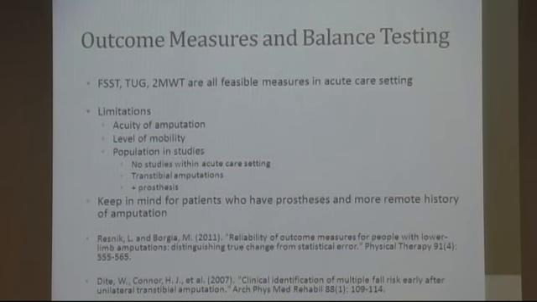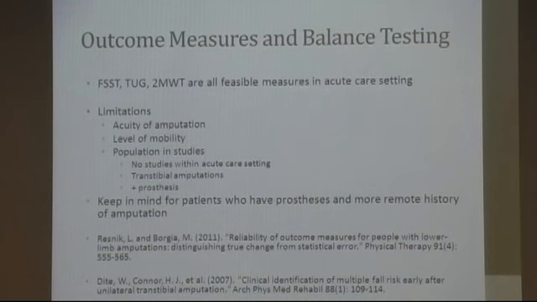So what we ran into is that, of course, as usual, there isn't much done in the acute care setting when it comes to examining this. So all these 3 tests are for people who have a prosthetic and are farther out, and actually were below knee amputations.